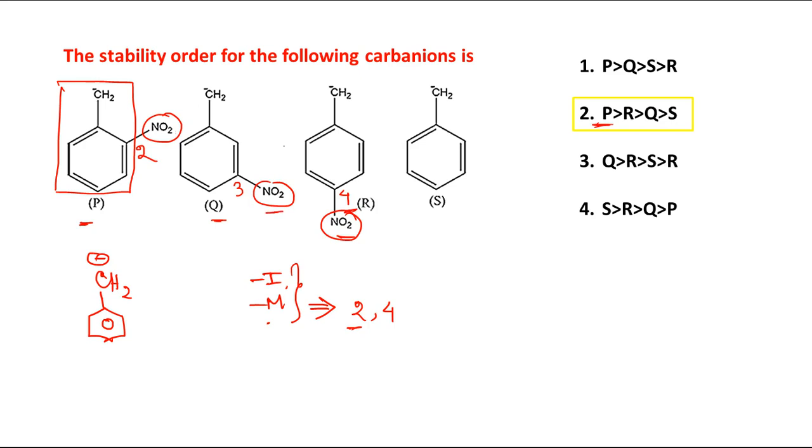And then at the third position the NO2 group will be providing minus I effect only, but still with respect to the fourth species it has a more electron withdrawing effect, because here, if you compare the same position, there is hydrogen only. So after R it is Q, and at last we have S. So P, the first species, ortho, then para, then meta, and at last the simple benzyl carbanion. Okay, so this is the answer.